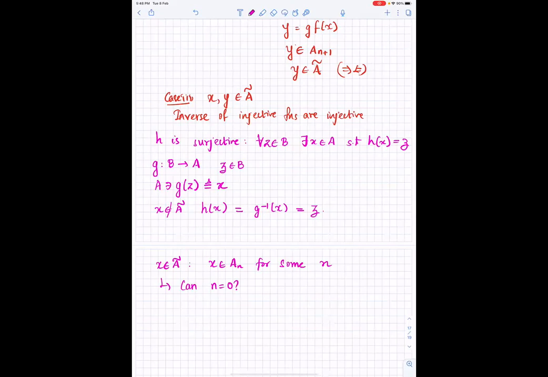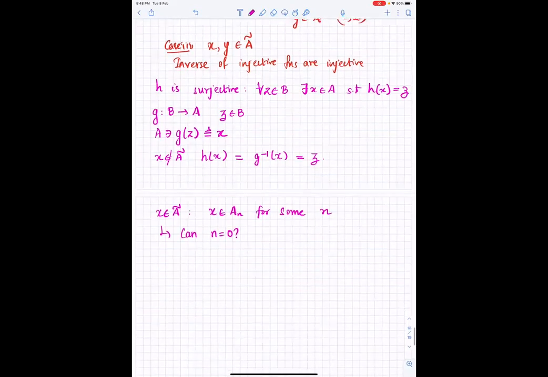No, because those were the ones that didn't have any rooms in the first place. Right, correct. So what is he trying to say? Suppose N was equal to 0. Then what do we know? Right, X is in A naught. This means that X is in A minus G of B, right?